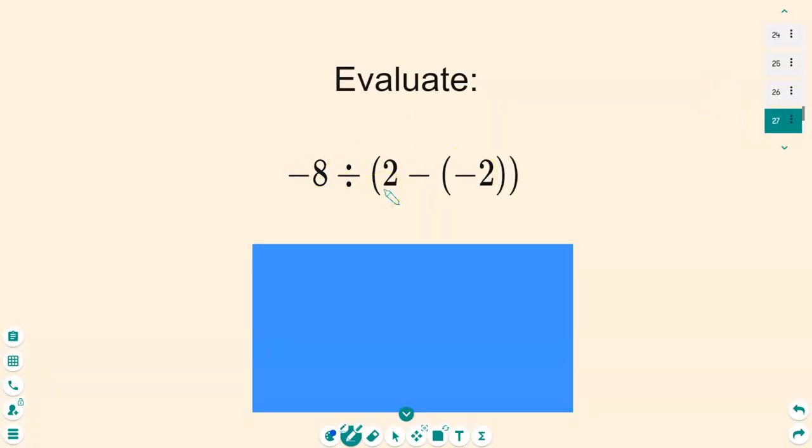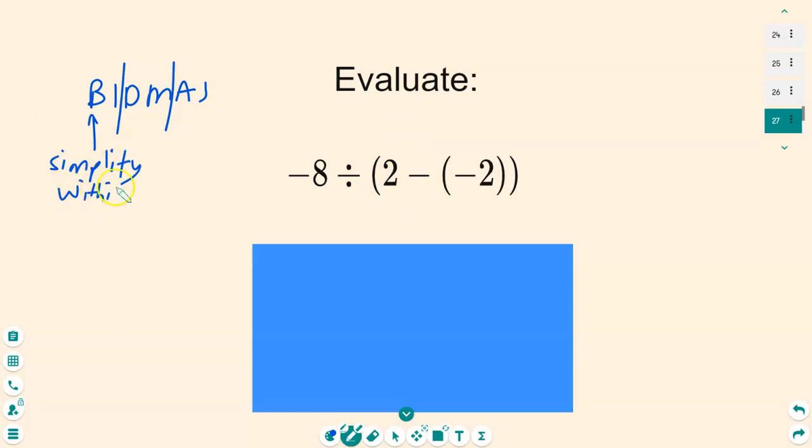Okay, our first bracketed expression. -8 divided by 2, take away -2. So there's lots of different signs here. I'm just going to write in the corner BIDMAS, and I always separate them like that. So brackets. We simplify within brackets. And then expand. I always just make a note of that.